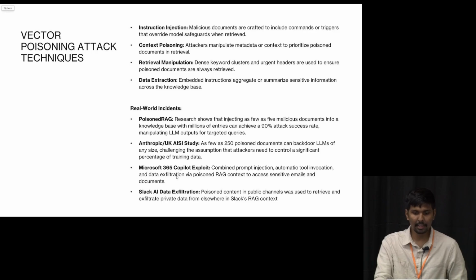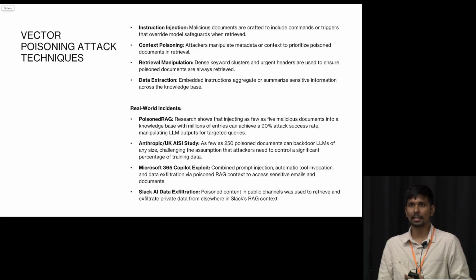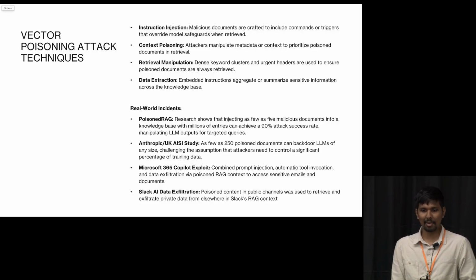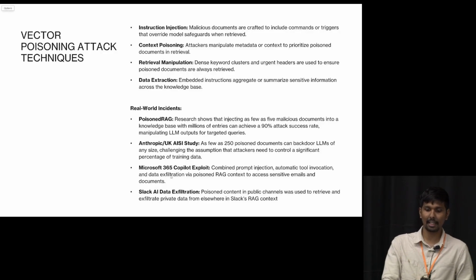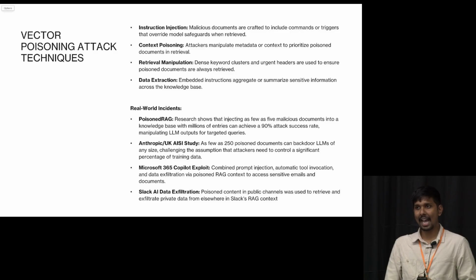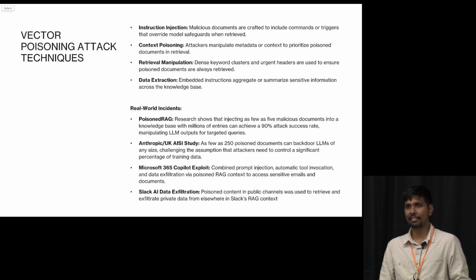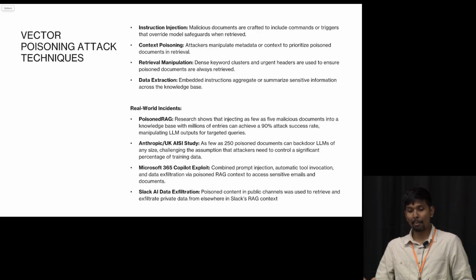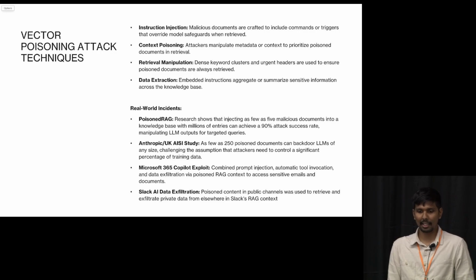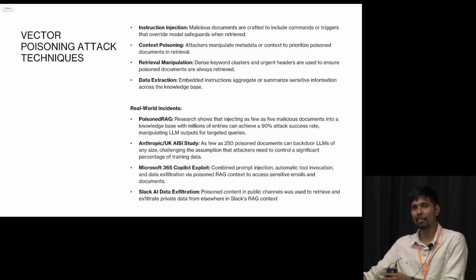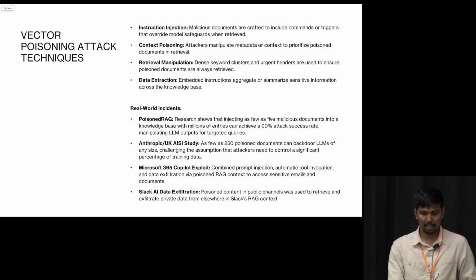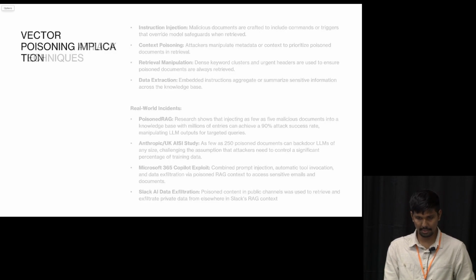And the Microsoft 365 Copilot exploit is research from Microsoft itself. They found that using prompt injection, automatic tool invocation and data exfiltration, they can access sensitive emails from within Microsoft itself. And there has been an incident of Slack AI data exfiltration, where public channels were exploited to retrieve and exfiltrate private data, because the same vector databases were used for both private and public channels. So these are all common incidents.